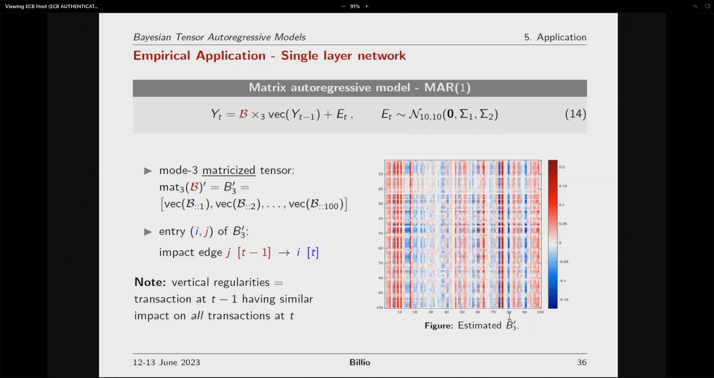And what you can see, in terms also of color, is that each entry of this matrixized tensor gives the impact of edge j at t minus 1 on edge i at time t. Okay, then the regularity that you see can appear comes from the fact that the transactions at t minus 1 can have a similar impact on all the transactions at time t. This is the way in which you can read it.